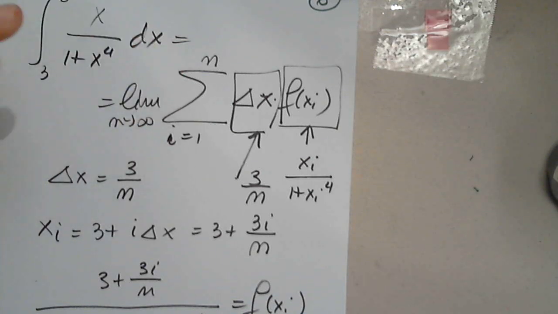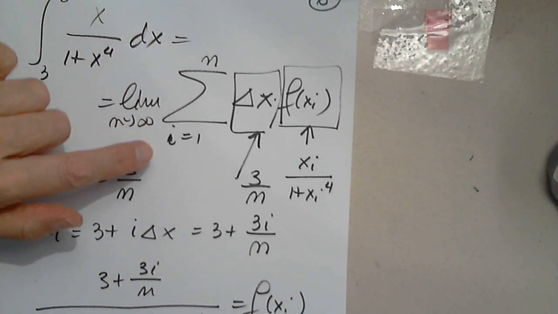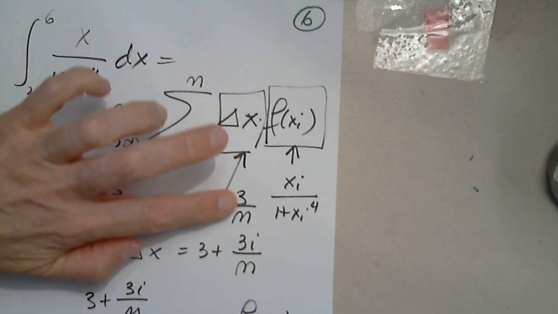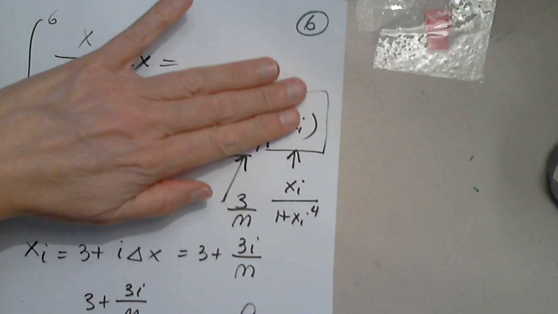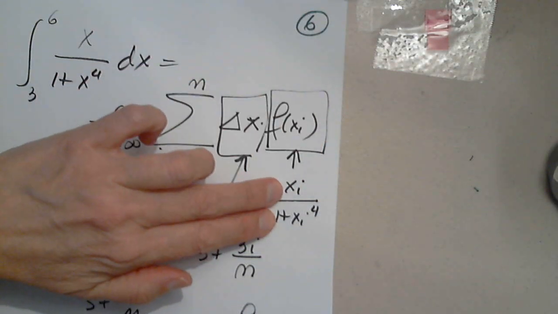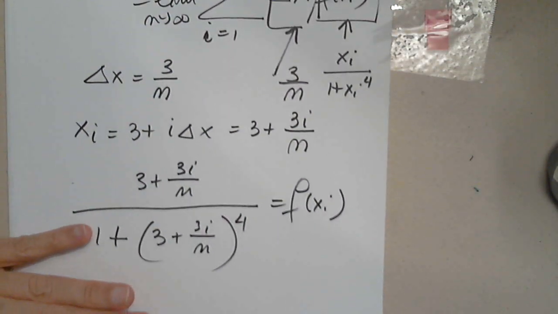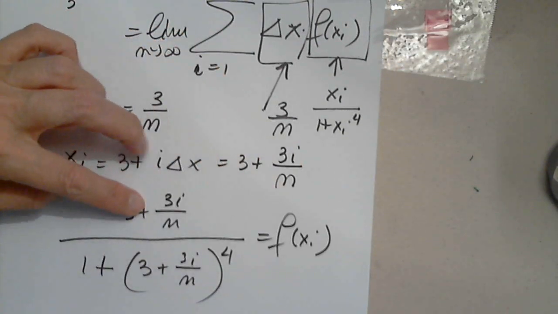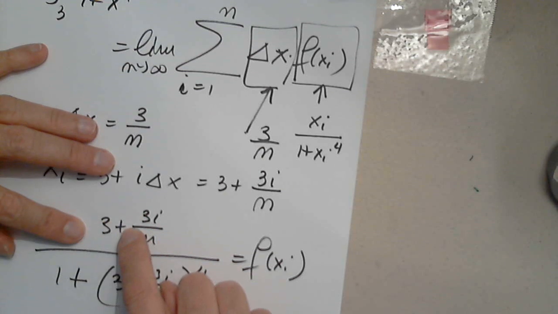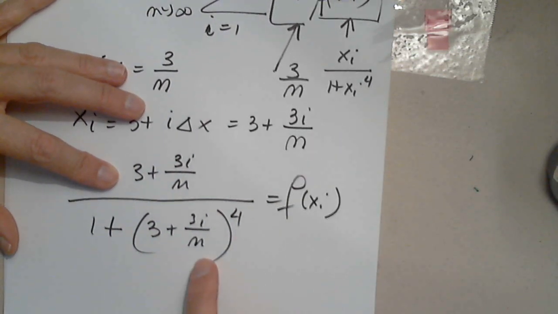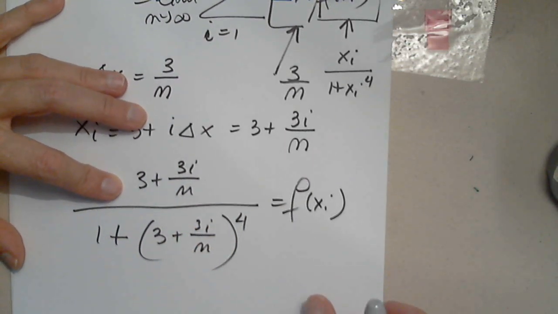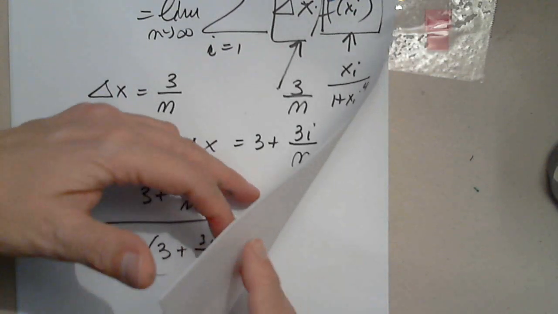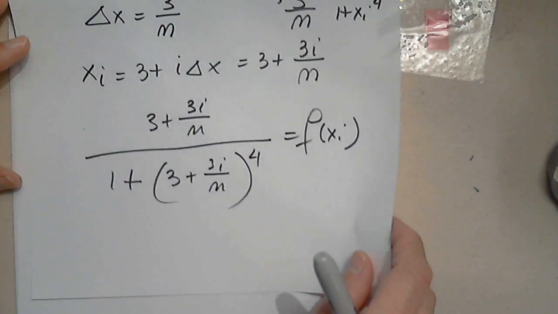So the limit would be the limit as n approaches infinity of the sum from i equals 1 through n. Delta x is replaced by 3 over n. All this is this, but in terms of xi, and xi is 3 plus 3i over n. So I replaced xi at the top, and I replaced xi inside. I think we looked at this problem, but maybe I'm mistaken. So now the question, Brian, is what again?